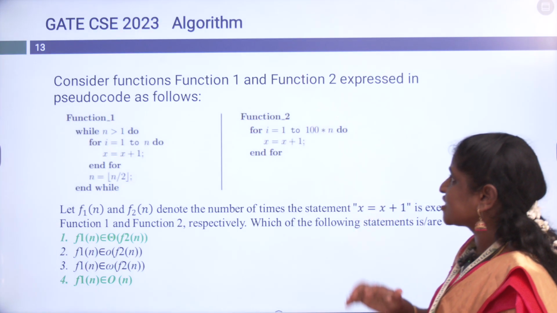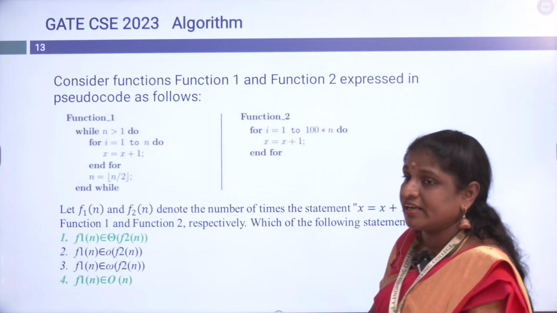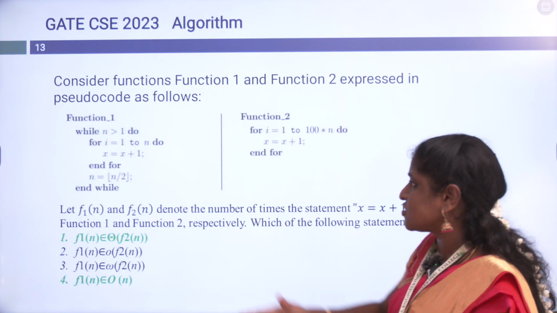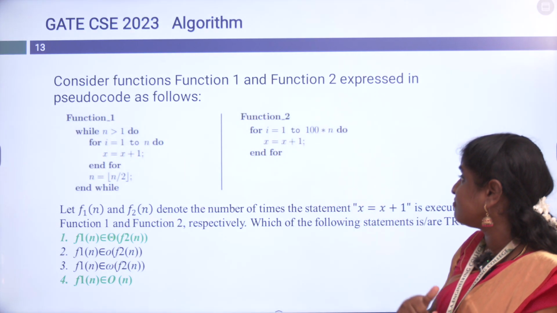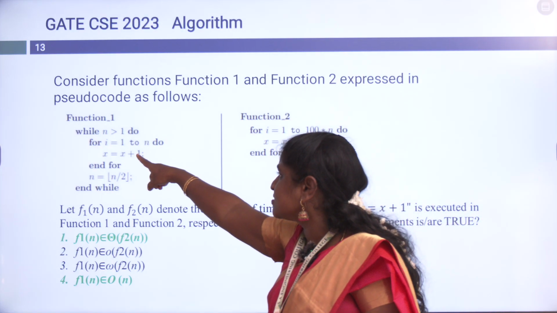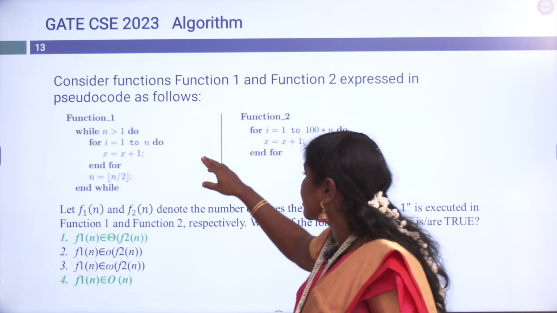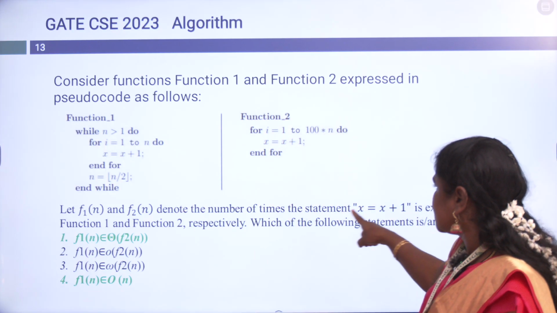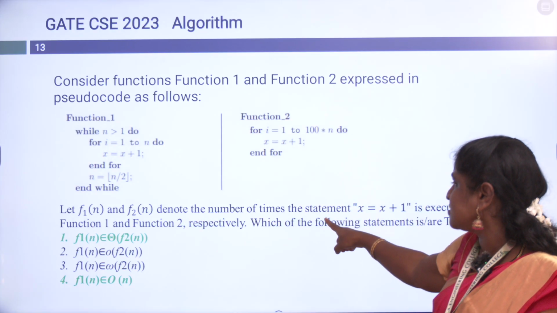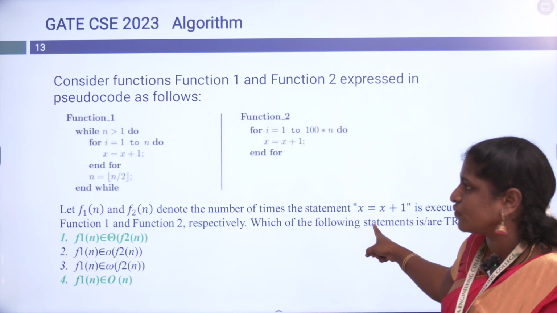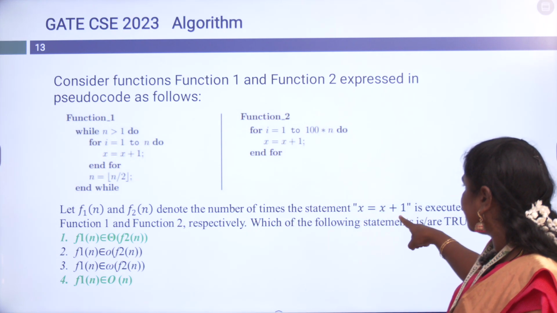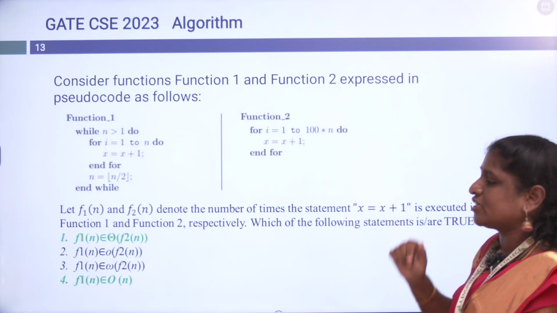Okay, so the next problem is a question taken from the 2023 GATE paper. Consider function 1 and function 2. This is one function and this is another function. It has the loop condition i equal to 1 to n, x is equal to x plus 1. The question is, let f1 of n and f2 of n denote the number of times the statement x is equal to x plus 1 is executed. So we are going to find the execution count of the statement x equals x plus 1.